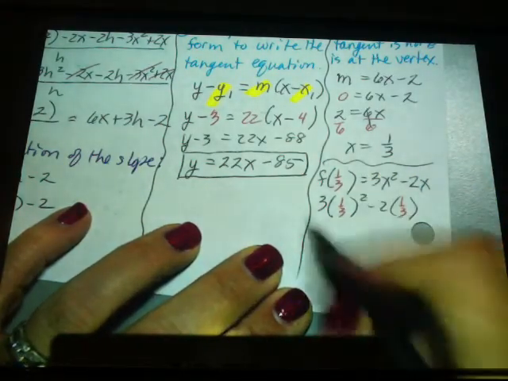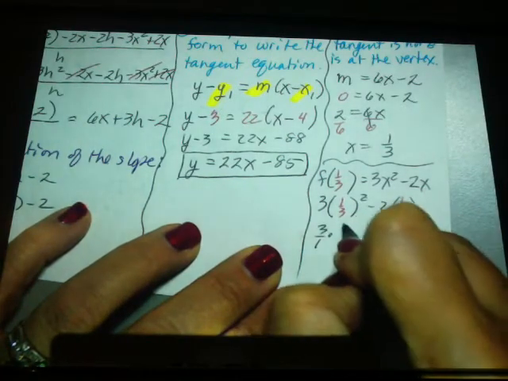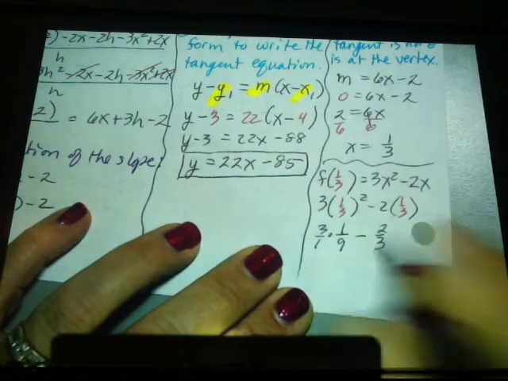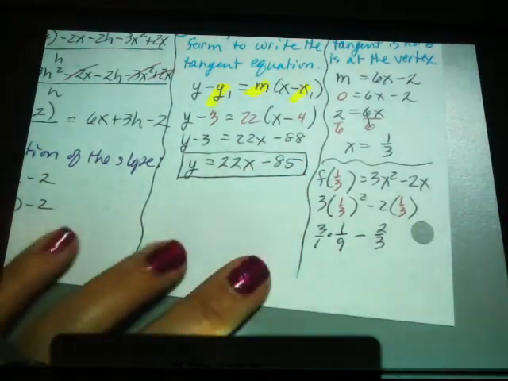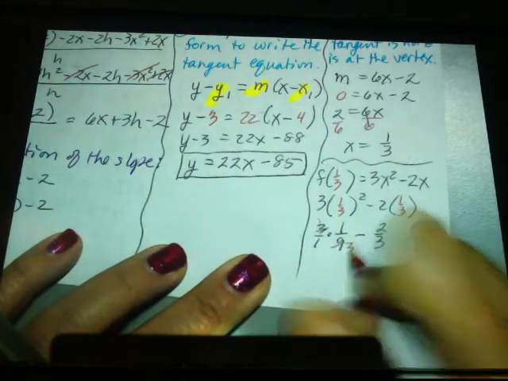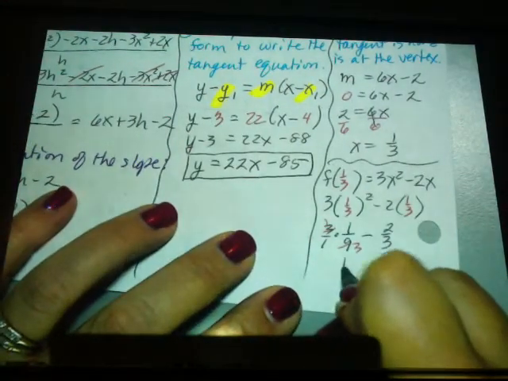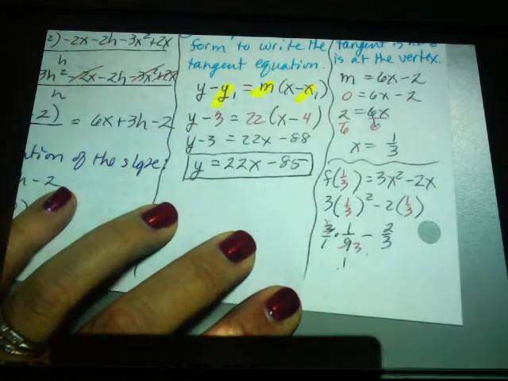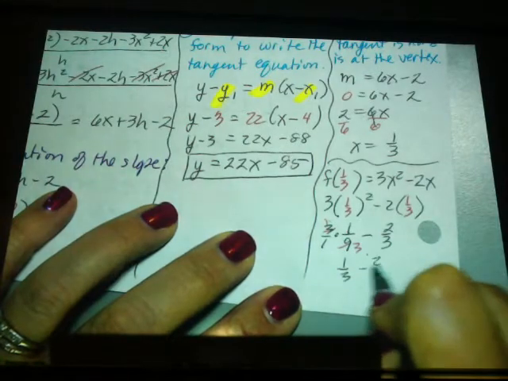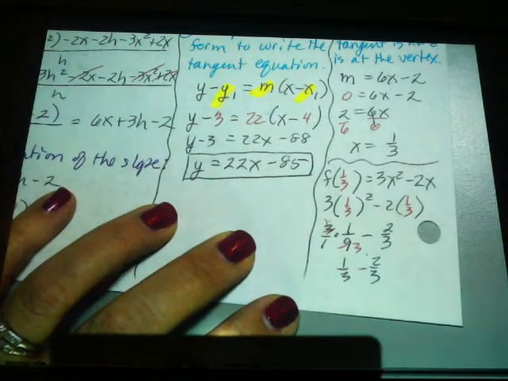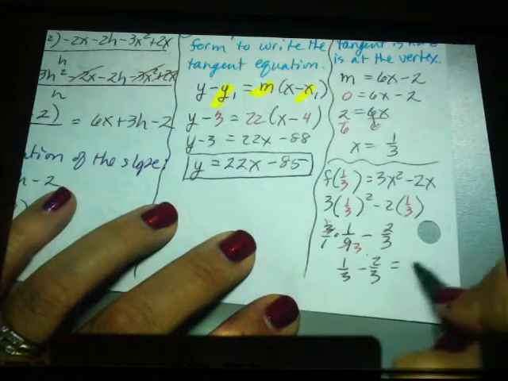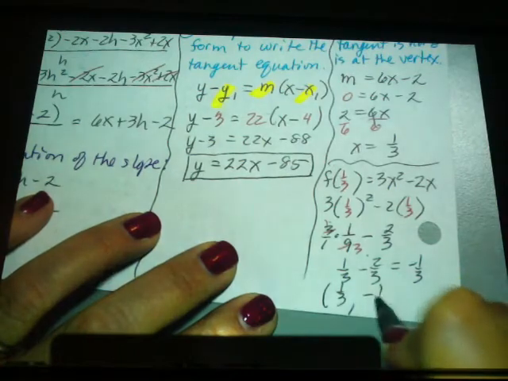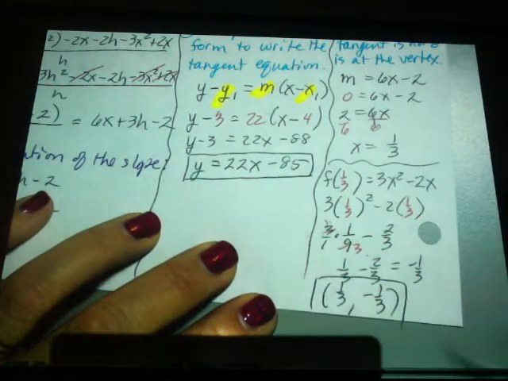I need to square the 1/3 first, so I've got 3 over 1 times 1 over 9 minus 2 times 1/3, isn't that 2/3? Doesn't the 3 cancel into the 9 3 times? I said it wrong, but I did it right. 3 cancels into 9 3 times. So does that leave me with 1/3 minus 2/3? What does that equal? Negative 1/3. So isn't my ordered pair 1/3, comma, negative 1/3? That's my vertex.